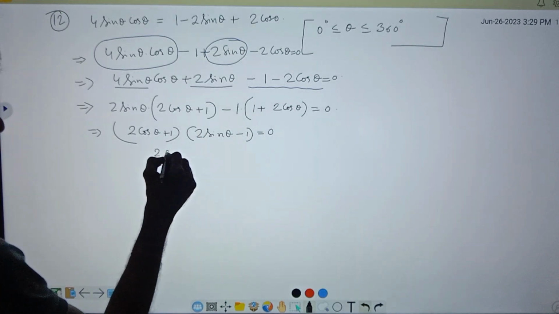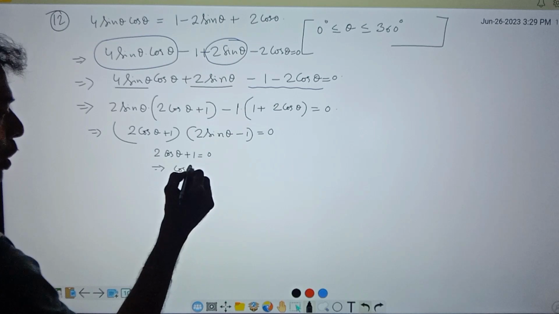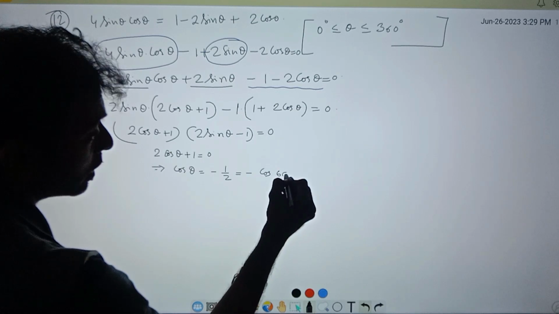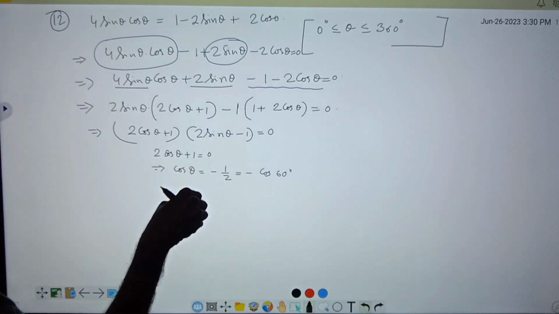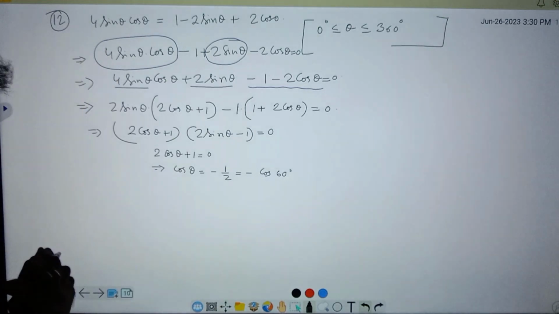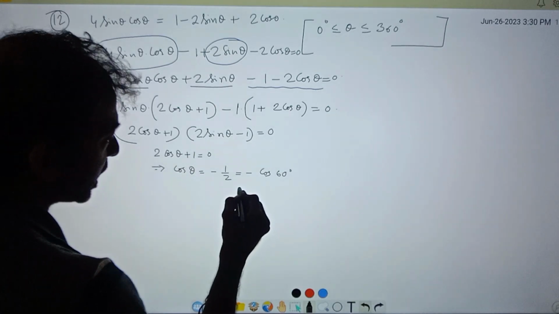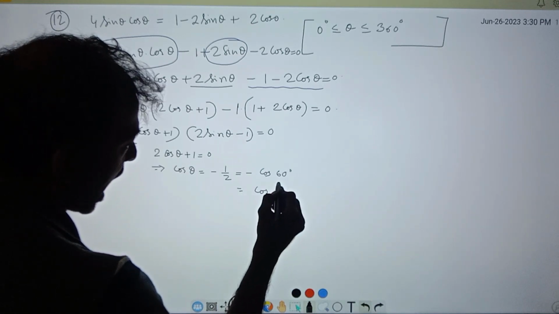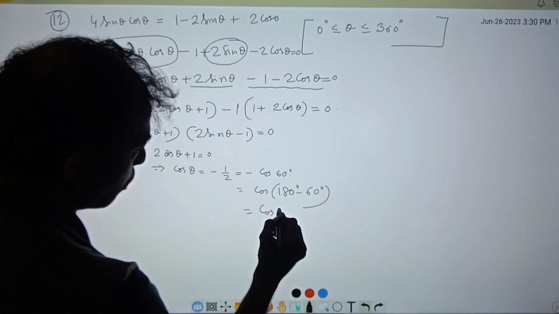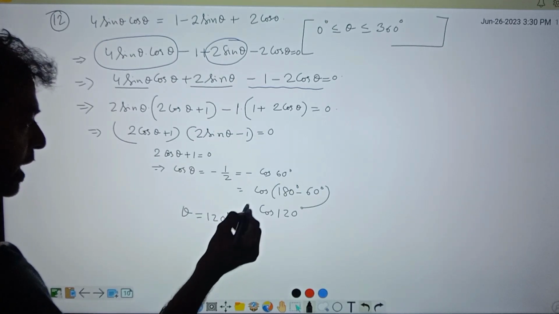Now, if 2 cos theta plus 1 equals 0, then what will be the value of cos theta? We all know that cos theta equals minus 1 by 2, and it is equal to minus cos 60 degree. Now, in which quadrant is cos negative? You ask yourself. We all know that cos is always negative in the second quadrant and also in the third quadrant. So, if it is minus cos 60, you may write this as cos of 180 degree minus 60 degree. That is cos 120 degree and the theta will be 120. Clearly, you may write that one.